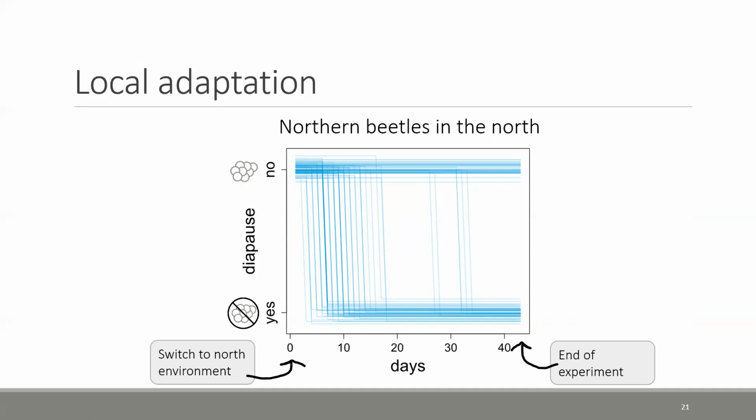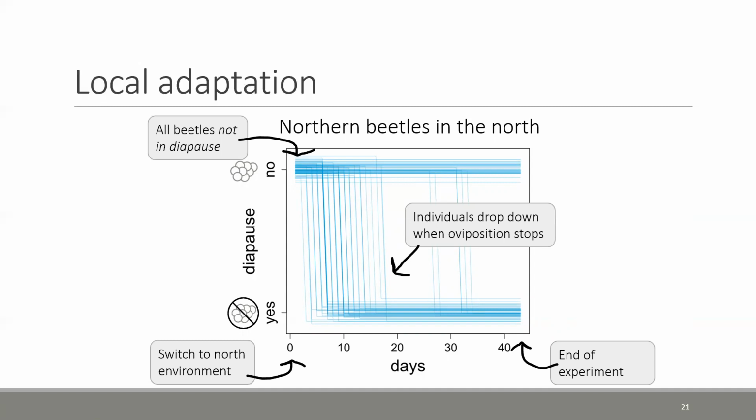Each line on the graph represents a single individual here. They all start out at the top, not in diapause. Then on the day that the beetle stops laying eggs, they drop down into the yes diapause category. Some beetles never diapause though, and their lines will stay at the top the entire time.